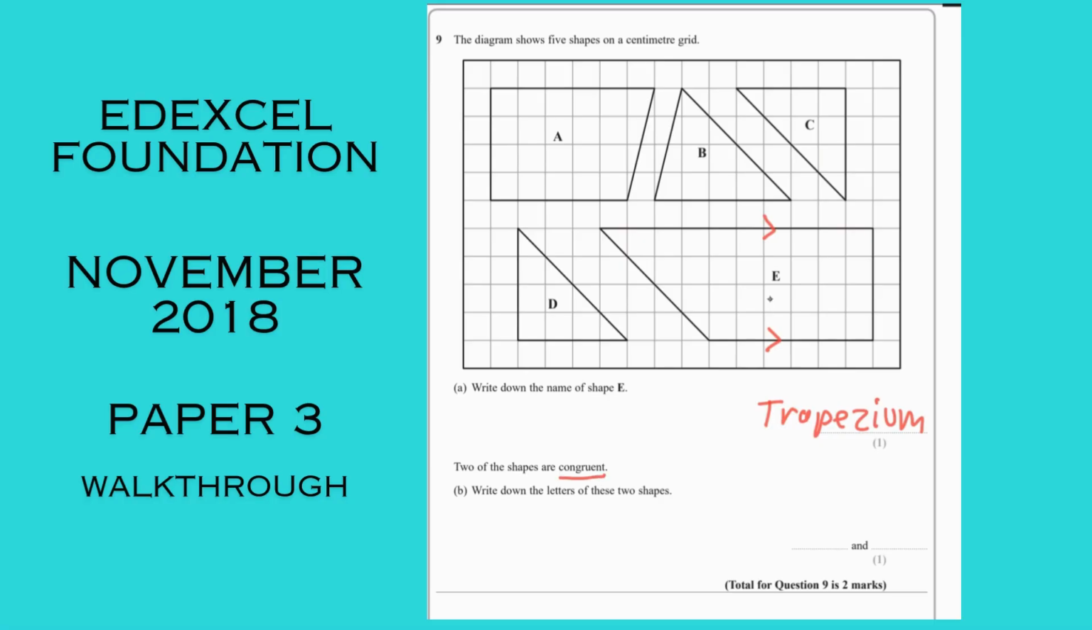Don't forget the meaning of congruent. Congruent means same shape and size. If you flip them round, rotate them, turn them over or whatever. So C and D are the same shape and size.